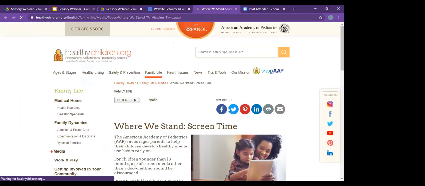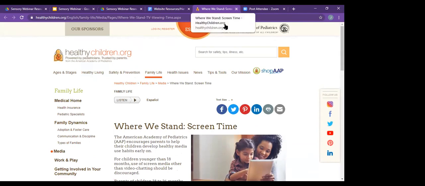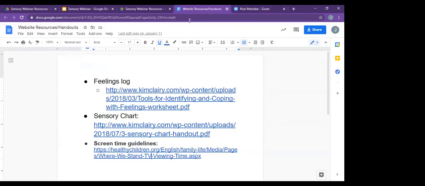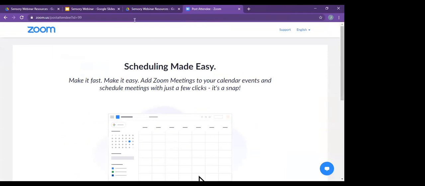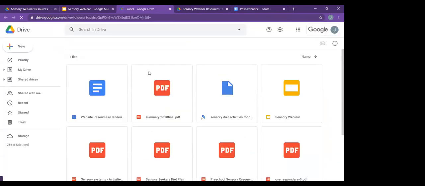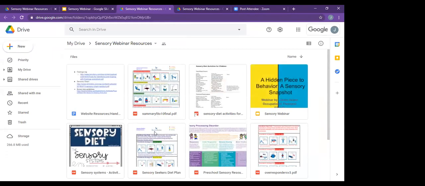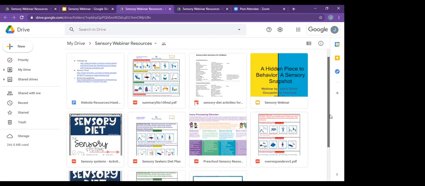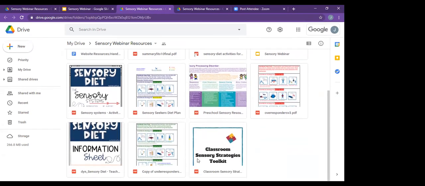This is the screen time guidelines that you can go to and read through yourself. Here are those sensory diet plans I have. Here is your PowerPoint slide information, sensory diet activities for children. Here's some classroom sensory strategies toolkit. This has like so many.